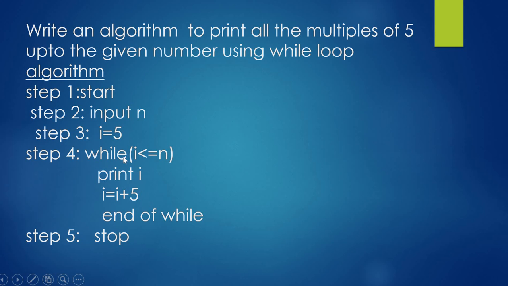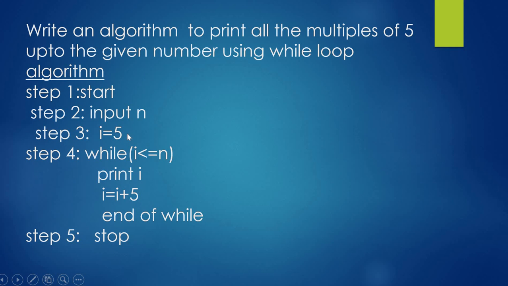What is the initial value? I is equal to 5. Then what is the condition? While I less than or equal to n. In while loop, first itself we need to check the condition. Then print I, after that increment. What is the increment here? 5, so next number will be 10. So I is equal to I plus 5. Then end of while. When the condition is false, it is coming to stop.